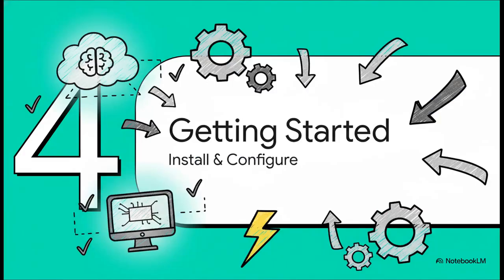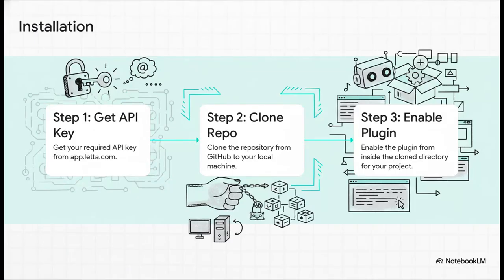All right, enough talk. Let's get this thing running on your machine. I promise, it's incredibly easy. So, you've got 2 main ways to do this. The absolute easiest is using the plugin marketplace. You just run /plugin marketplace add Letta AI /Claude Subconscious. Done. Or, if you prefer, you can install it from source. First, you'll need a free API key from app.letta.com, then you just clone the repo. And finally, from inside that directory, you run /plugin enable. And you are good to go.